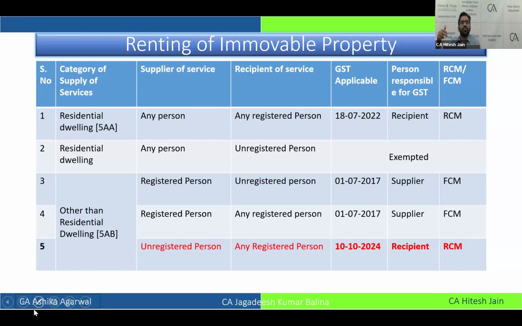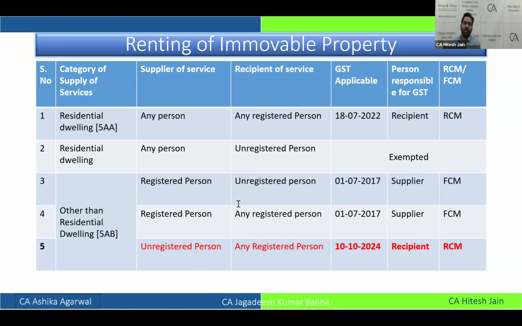The second category of services also belongs to residential dwelling. It can also be provided by any registered or unregistered person, but the recipient of service is an unregistered person. Till date, it is an exempt supply. GST is not applicable on such supply. Which supply? Supply of services through renting of residential dwelling to any unregistered service recipient.